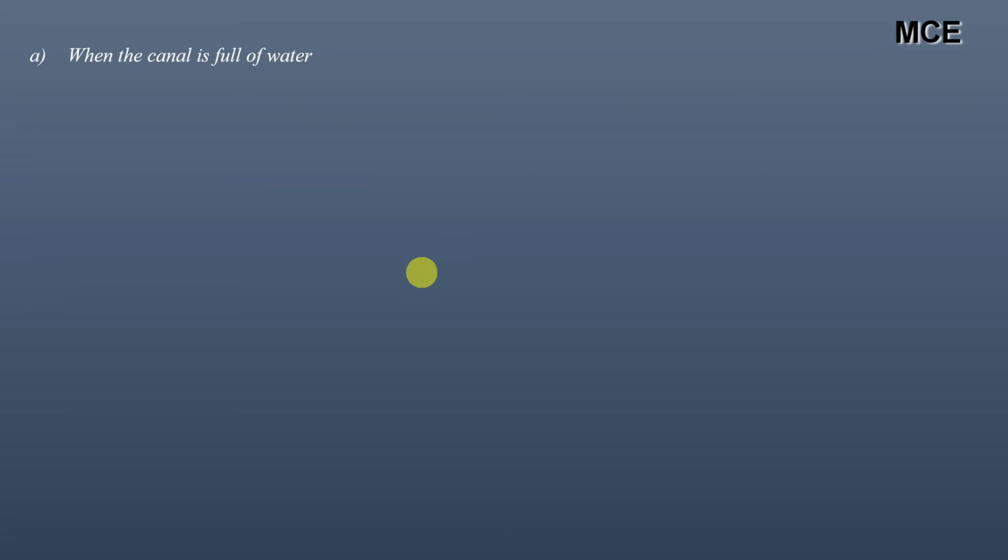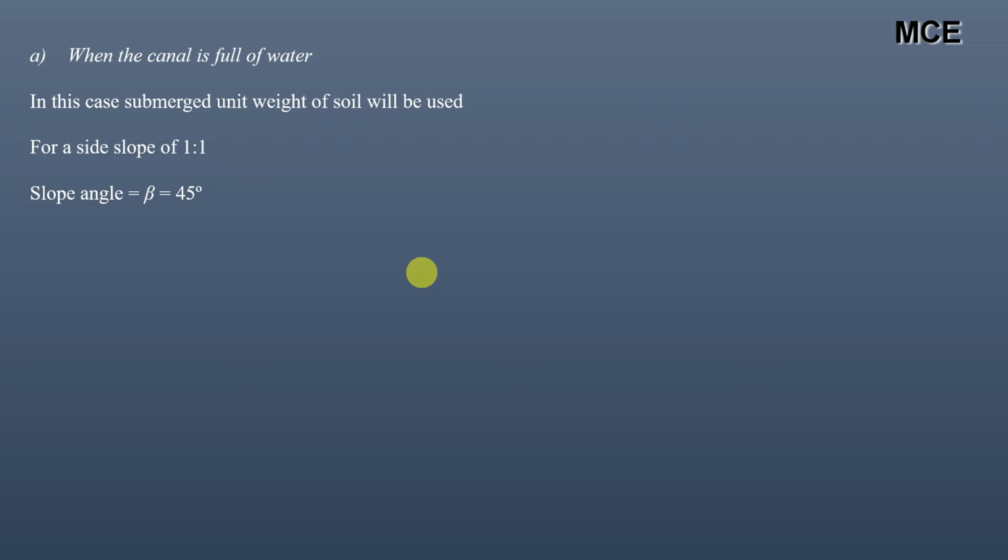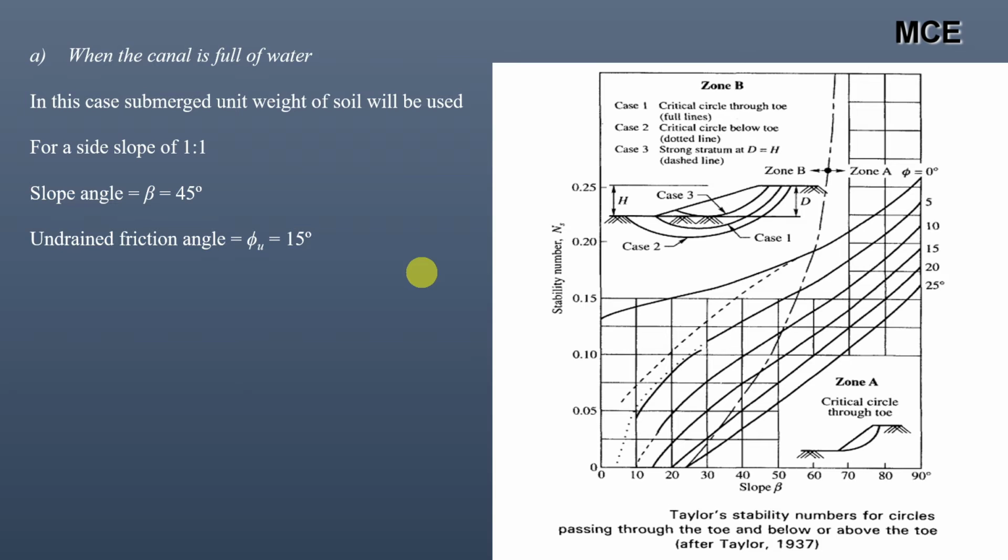The first case is when the canal is full of water. In this case we will use the submerged unit weight of soil. Since this canal has a side slope of 1:1, slope angle beta will be equal to 45 degree. Undrained friction angle is given in the question as 15 degree. After that, you have to use the Taylor stability chart to find the stability number.